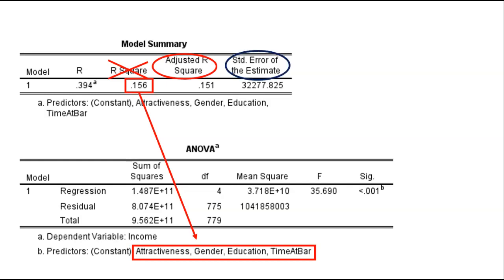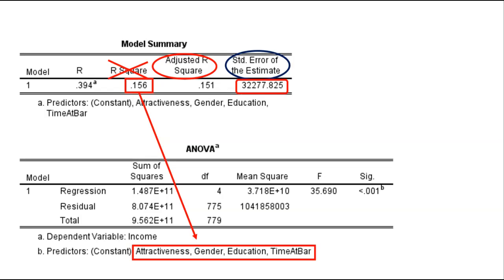This is basically the standard deviation of the residuals, which tells us how far off the estimations of the outcome variable will be on average. So the interpretation in this finding is that the average discrepancy between a person's reported income in the data and the amount of income the model estimates for a person, given the person's education, gender, attractiveness, and the time spent in a bar, is 32,277.825.